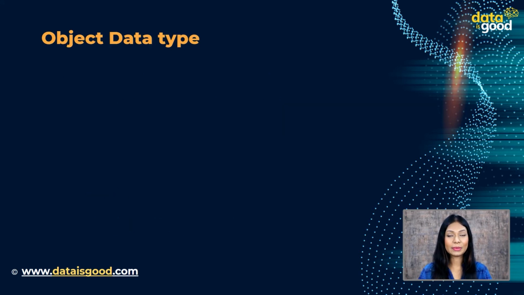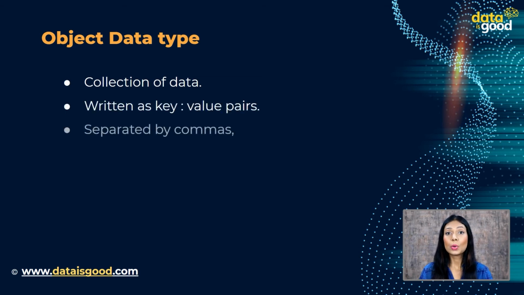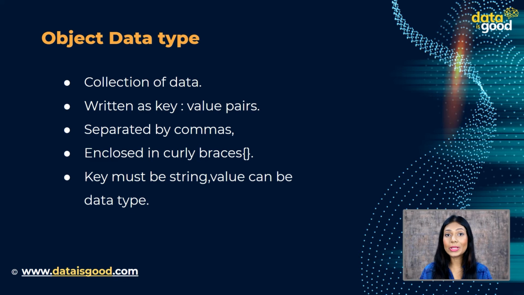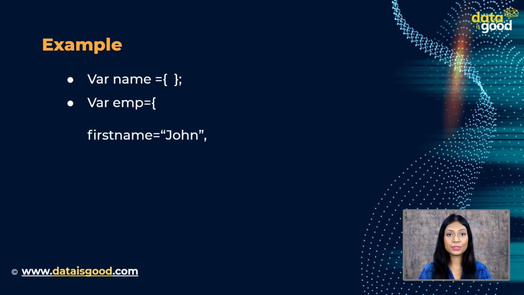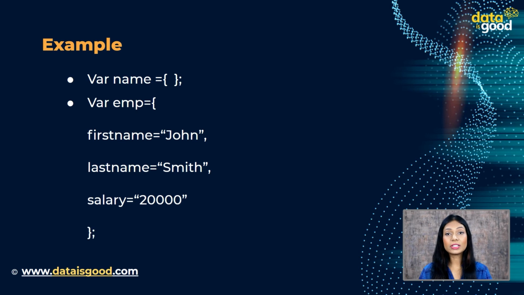JavaScript object data type. In JavaScript, an object data type is used to store a collection of data. An object's properties are written as key value pairs, which are separated by commas and enclosed within curly braces. The key name must always be a string, but the value can be of any data type. So this is pretty similar to a map data structure in many programming languages, which also stores key value pairs like this. For example, var employee = {firstName: "John", lastName: "Smith", salary: 20000}. We have covered JavaScript objects in a separate tutorial with examples.